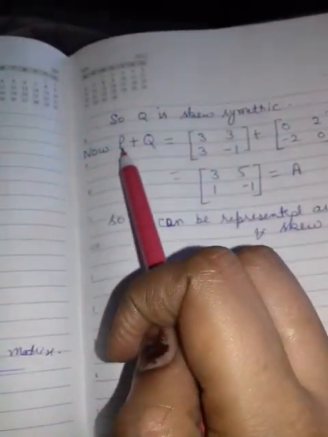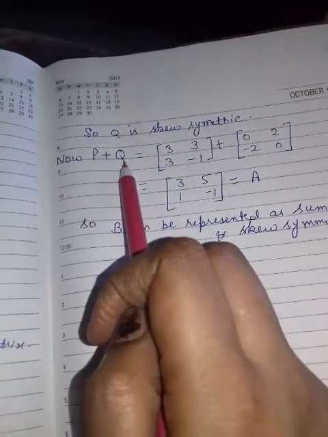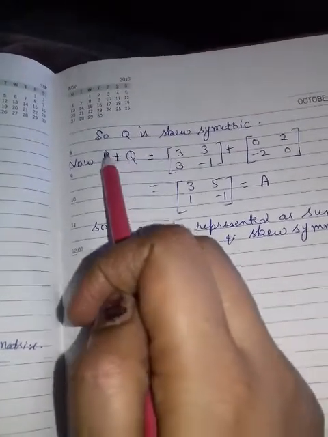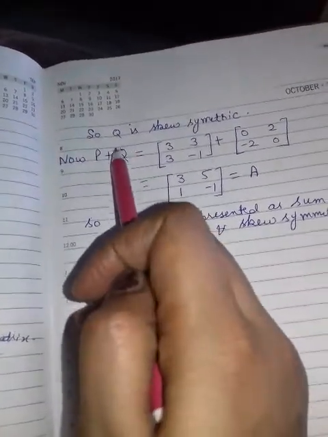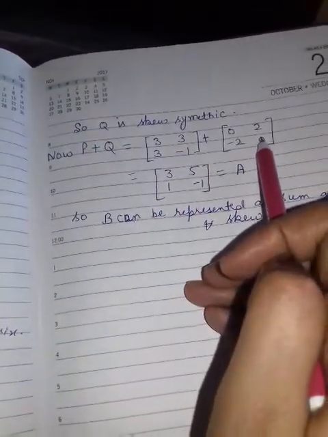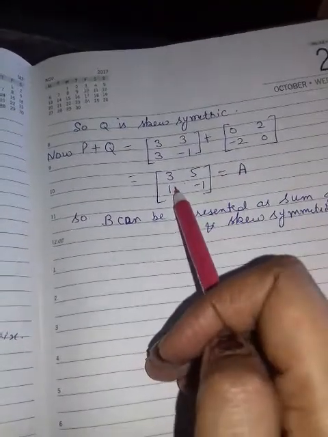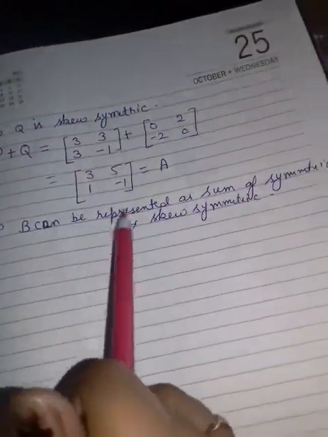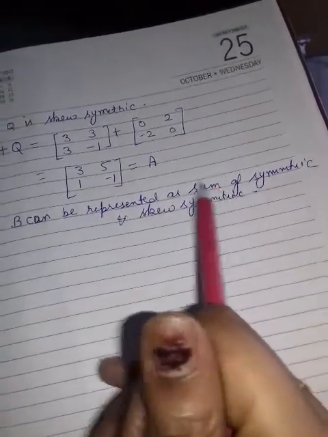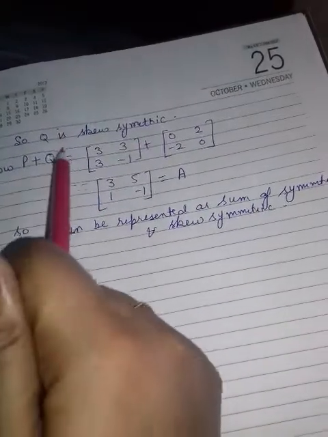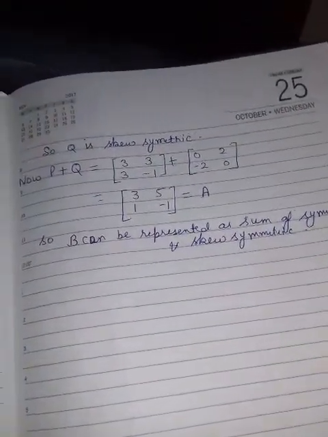Now you got P plus Q. Why have I written P plus Q? Because they want to express it as a sum of symmetric and skew symmetric. You proved it symmetric and you have already proved it skew symmetric. Now whenever you join them, means added them, then you are getting this. This is your what? This is your A. See it. So A can be represented as a sum, sum means addition, of symmetric and skew symmetric. We already proved this is symmetric, this is skew symmetric. I hope you got. This is too easy.